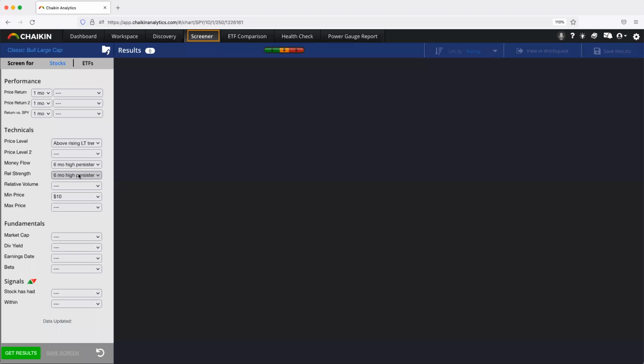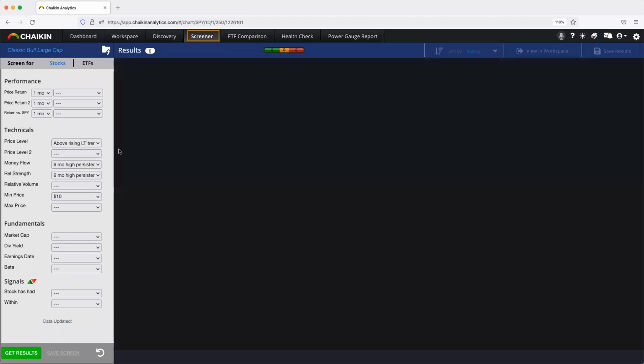That'll tell us what the relative strength is today. But here we are looking at relative strength that has been strong over the last 6 months. Again, thinking about stocks that have been positively trending for a long period of time. And then many of our screens have a minimum price of $10. Of course, if you'd like to mess around with more penny stocks, smaller stocks, you can always remove this. All we need to do is click Get Results.